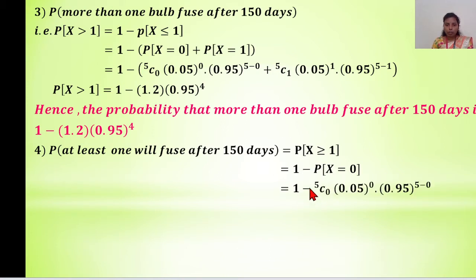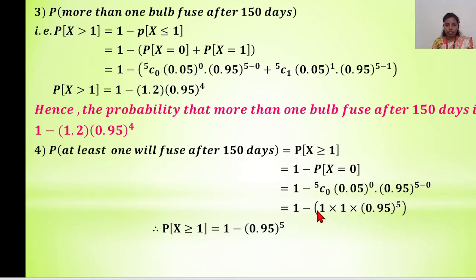By using the formula of binomial distribution, we get the term 1 minus 5C0 into 0.05 raised to 0 into 0.95 raised to 5 minus 0. That is equal to 1 minus, here 5C0 is 1, 0.05 raised to 0 is also 1, and 0.95 raised to 5 minus 0, that is 5.